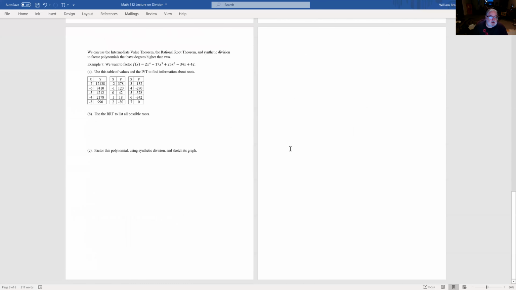Okay, so here's a 4th degree equation. Can we factor that? How can we factor that? Well, we can use the intermediate value theorem and the rational root theorem and synthetic division to factor these things. So here's our formula. What we can do is just crank out a table of values, right? So we look at this table of values. x goes from minus 7 all the way up to 7. We notice a couple things.